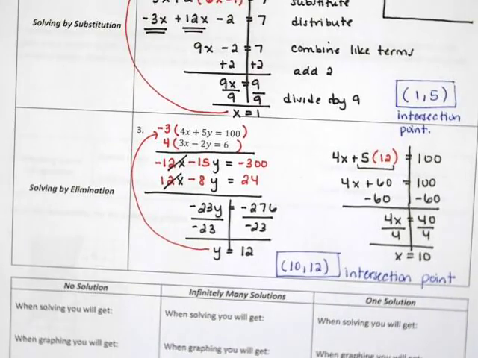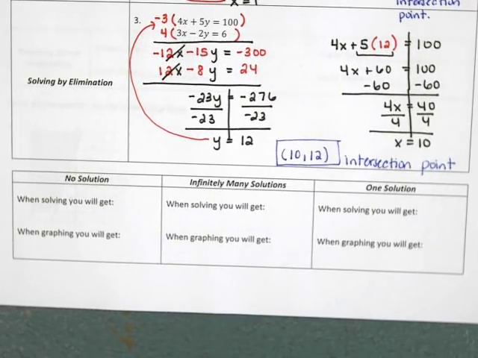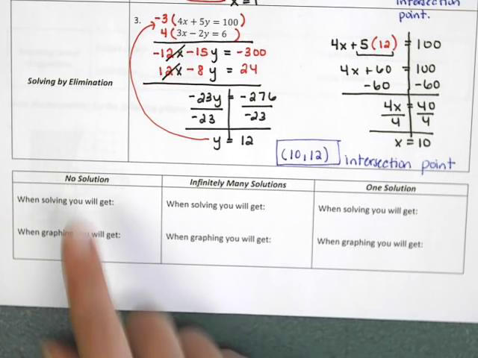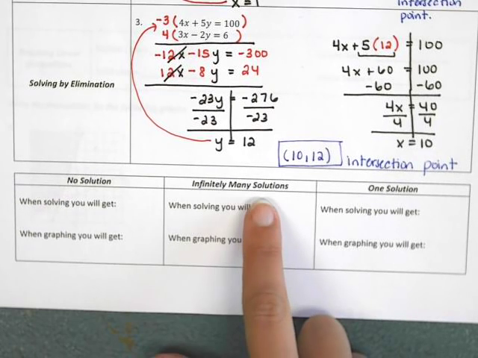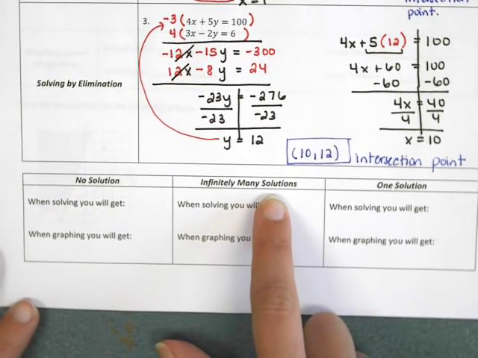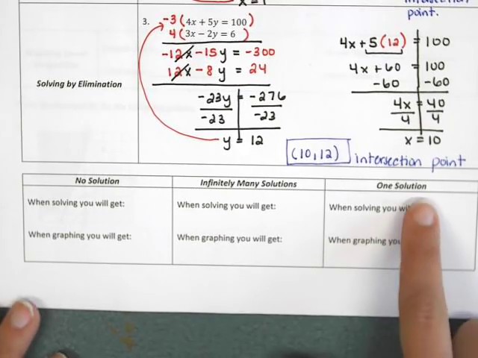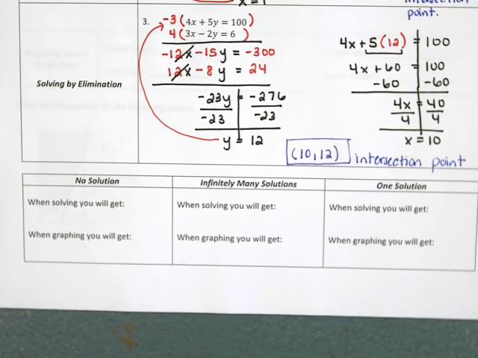All right, next, sometimes when we solved these equations, we got some weird answers. Sometimes we had equations where there was no solution. Sometimes we had equations where there were infinitely many solutions, and sometimes we had equations where there was one solution. So let's review what this means.